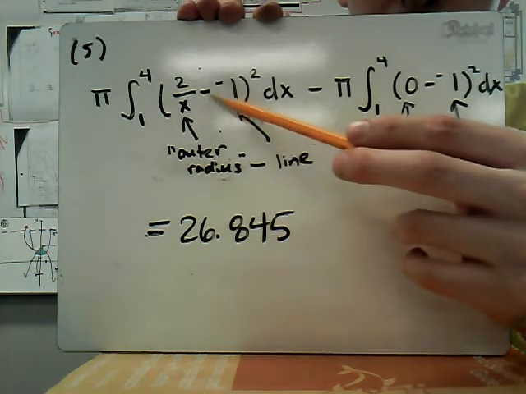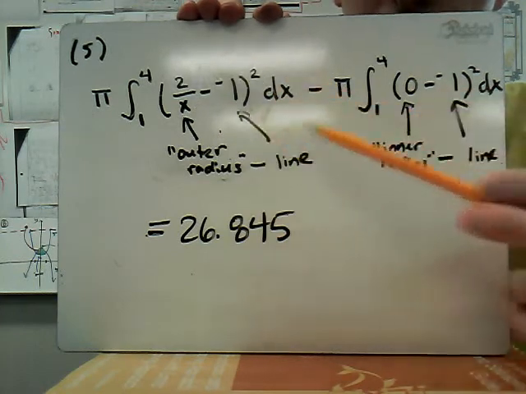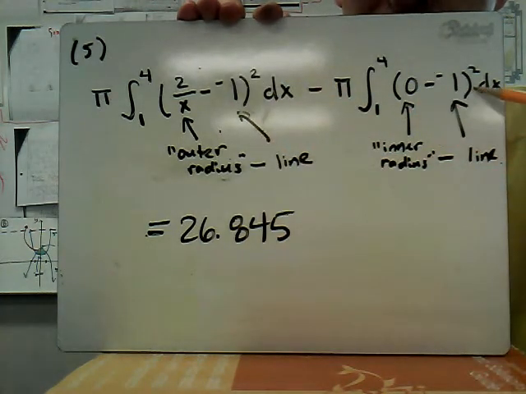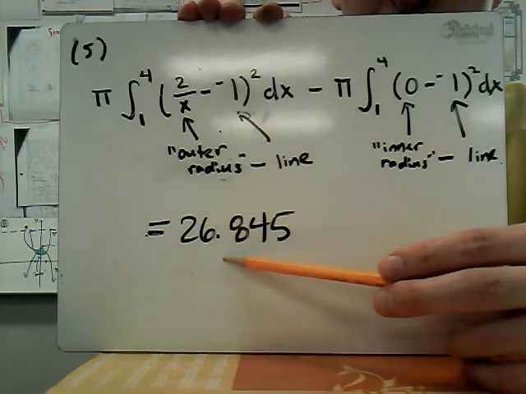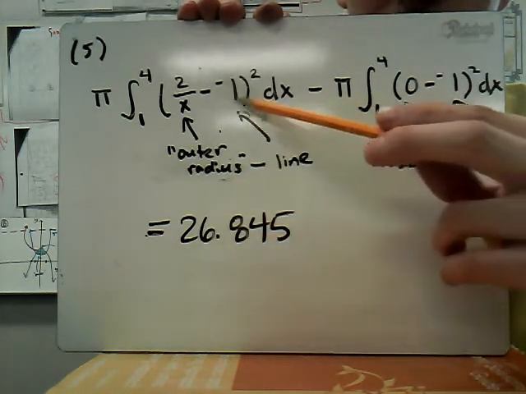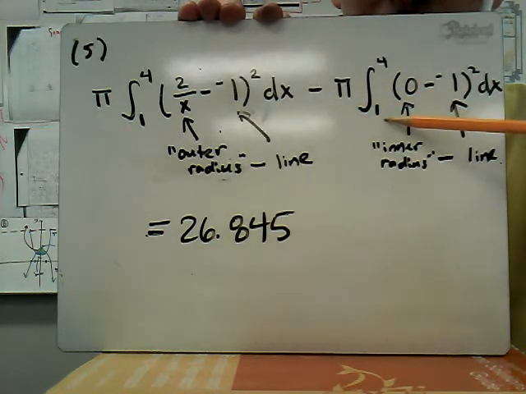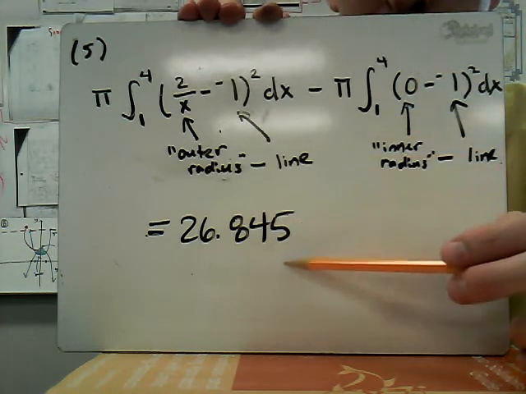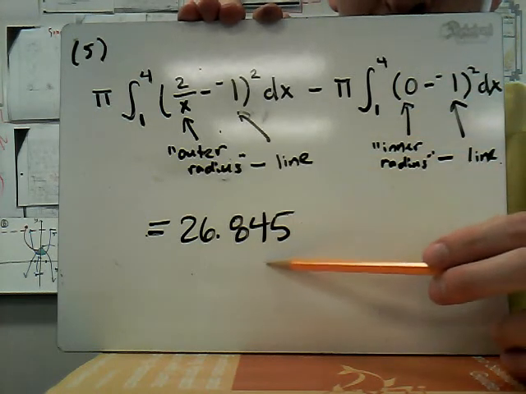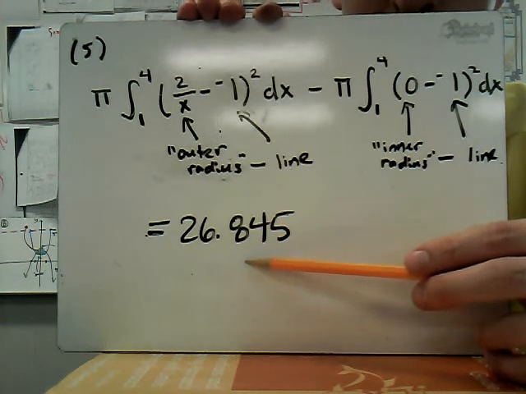And so in doing so, we need to subtract outer radius minus line, then square, inner radius minus line, and then square. And as discussed in class on Wednesday, we can plug both of these functions into our y equals. If need be, we can find our points of intersection and store those as a and b. When we use our calculator, we find out that the volume formed is 26.845.